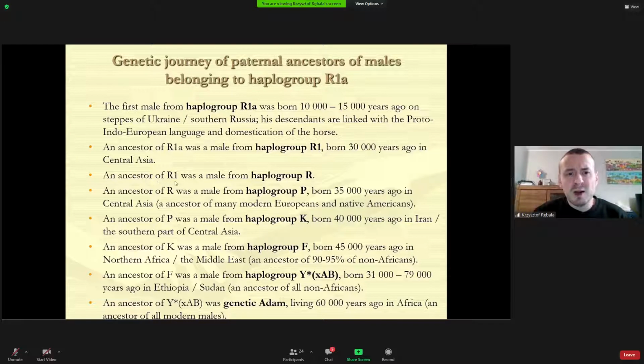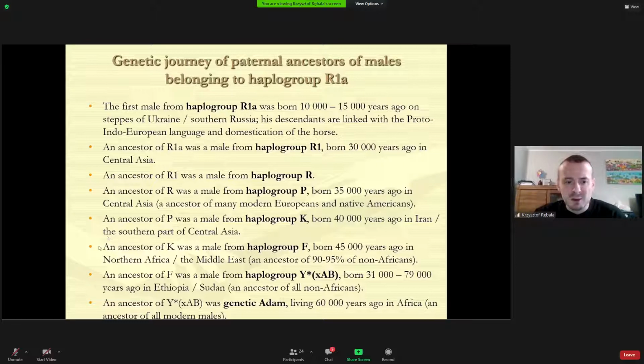Okay, and the ancestor of R1a was a male from haplogroup R1, born 30,000 years ago in Central Asia. An ancestor of R1 was a male from haplogroup R. An ancestor of R was a male from haplogroup P, born 35,000 years ago in Central Asia, which is an ancestor of many modern Europeans and Native Americans. Actually, haplogroup P is an ancestor of haplogroup Q, typical for Native Americans, and haplogroup R, typical for many modern Europeans. An ancestor of P was a male from haplogroup K, who was born 40,000 years ago somewhere in Iran or the southern part of Central Asia.